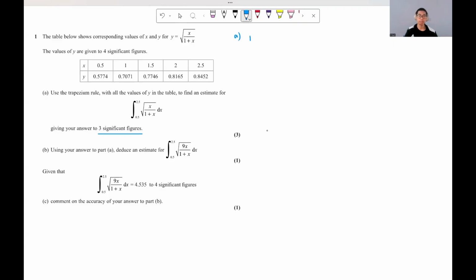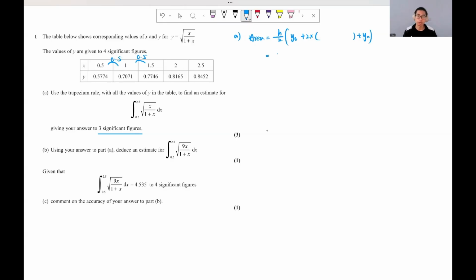The formula is that the area is equal to h over 2, and then the first and last y value we only use once, and all the y values in between we use twice, so we times by 2. To find h, we just take the difference between any two consecutive values. This would be 0.5, this would be 0.5. The difference between any two adjacent ones is 0.5, so therefore h is just 0.5.